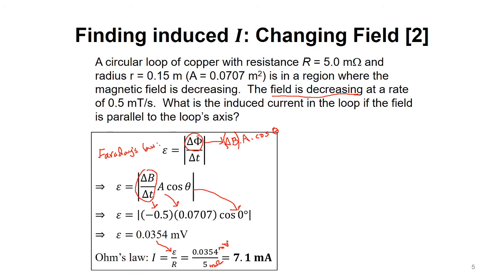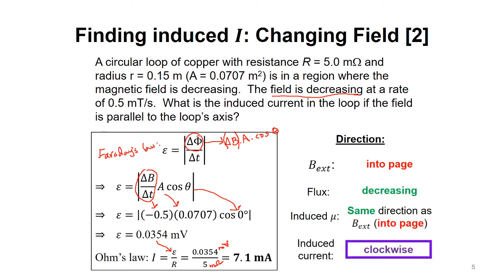We used Faraday's law to find the EMF, and we used Ohm's law to find the current. To find the direction, we can use the same strategy that we have used for the earlier examples. We know that the external field is pointing into the page and the flux is decreasing. So the induced EMF must be in the same direction as the external field, pointing into the page. And if the induced EMF is into the page, you can use the right-hand loop rule and get clockwise current. So the current is clockwise, 7.1 milliamps.